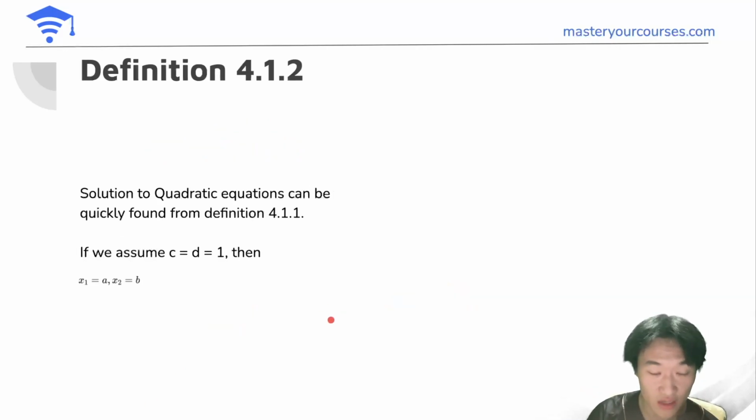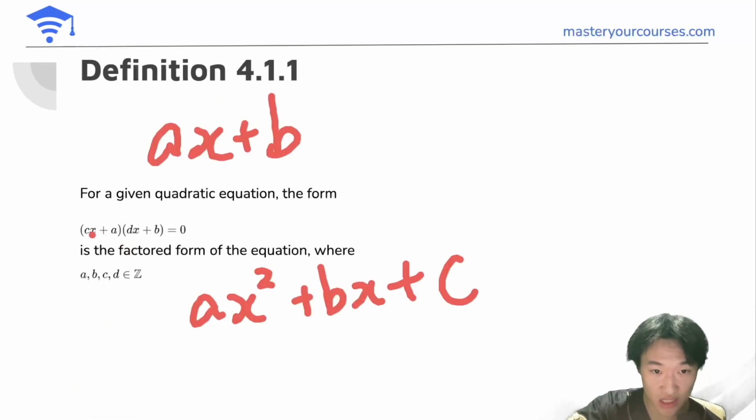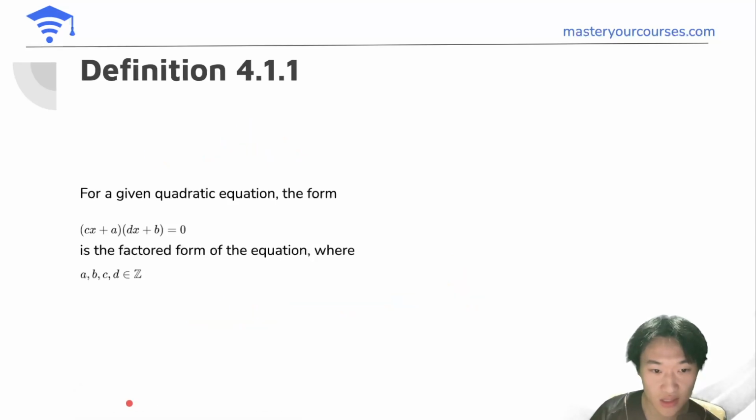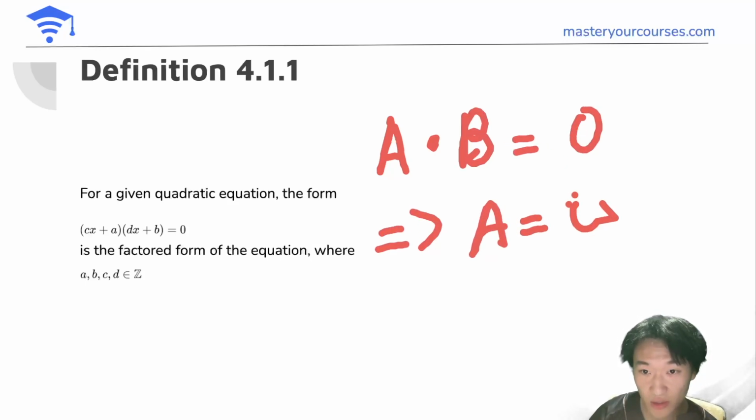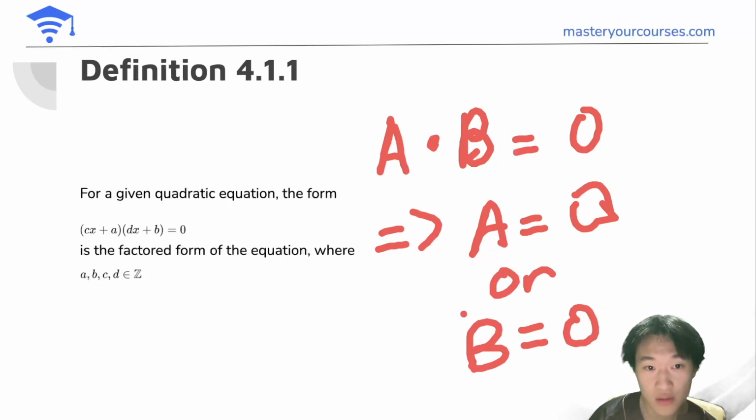So, when we're given the factored form of the quadratic equation, the solution to it, what x is, is actually really easy to find, right? If you think about what we have on the previous page, (cx + a)(dx + b) = 0, because this is a multiplication of two things, if we multiply a with b and it equals 0, this means that either a is equal to 0, or b is equal to 0. So then we just have two possible answers.